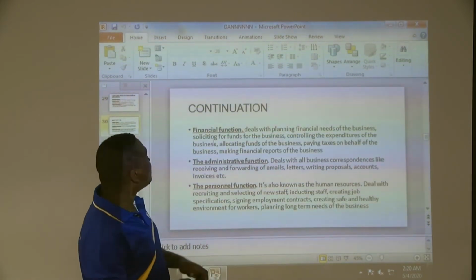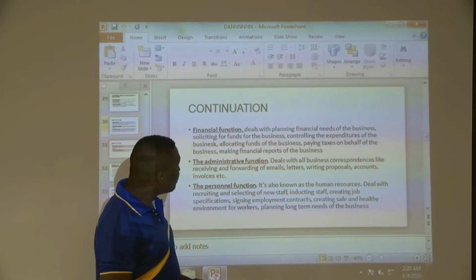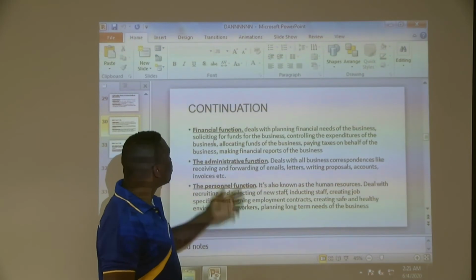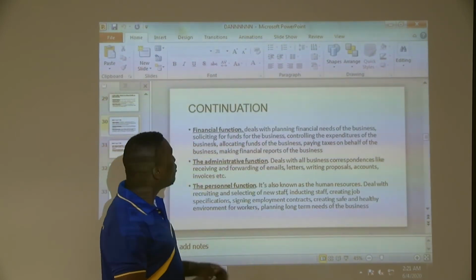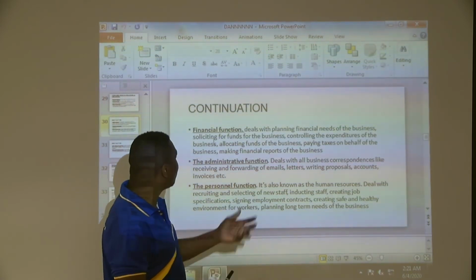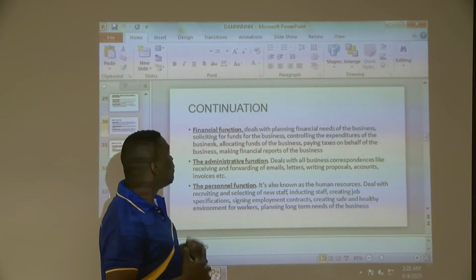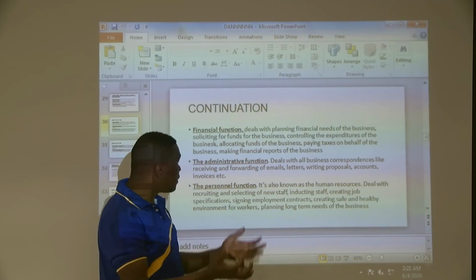Next we are looking at the financial function or the financial department, and we are saying it deals with the planning of financial needs of the business, soliciting for funds for the business, controlling expenditures, allocating funds, paying taxes on behalf of the business, and then making financial reports of the business. This is basically what the finance department does in a business.